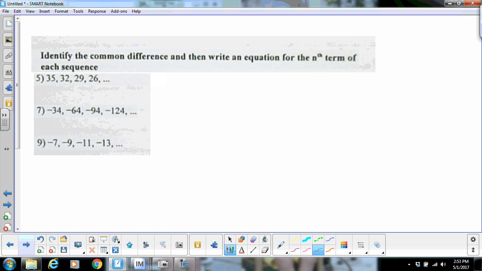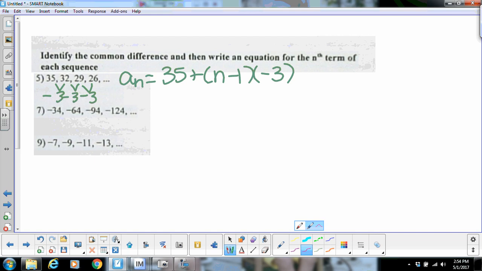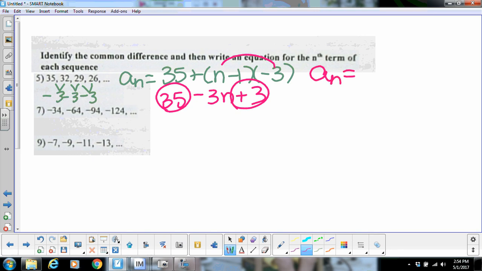All right, for 5, 6, 7, 8, 9, and 10, I've got 5, 7, and 9 up here. They want you to find the common difference and then write the equation. So each time we're going to have to see what's going on here. If you notice right here, our common difference between each one of these is it is going down by 3. So a sub n equals a1 is 35, n minus 1 times negative 3. Remember, you're not finished here. So that's going to be a minus 3n and a plus 3. And then 35 plus 3 will give us a final answer of negative 3n plus 38.